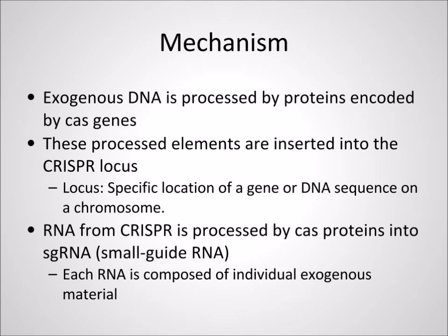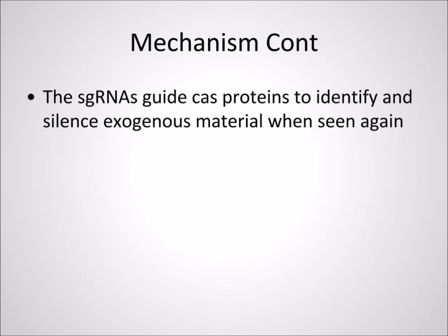The mechanism can then be seen through the exogenous DNA being processed by proteins encoded by Cas genes. These processed elements are inserted into the CRISPR locus, or a specific location of a gene or DNA sequence on a chromosome. Then, RNA from the CRISPR is processed by Cas proteins into sgRNA, or small guide RNA. Each RNA is composed of individual exogenous materials. Lastly, the sgRNAs guide Cas proteins to identify and silence exogenous material when seen again.